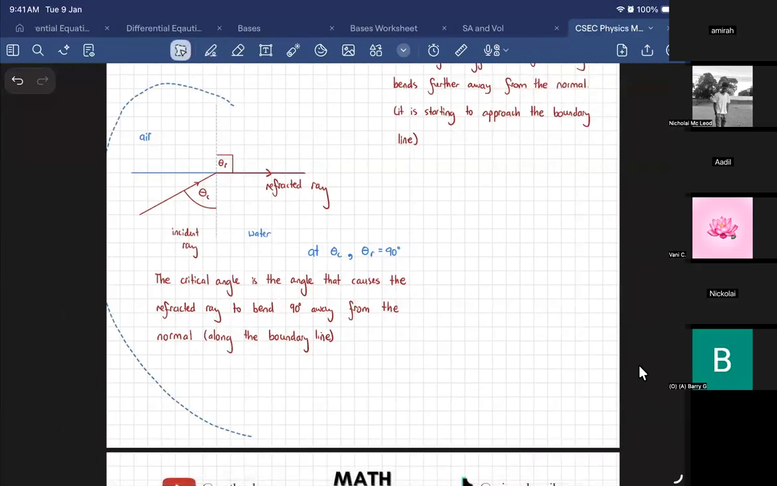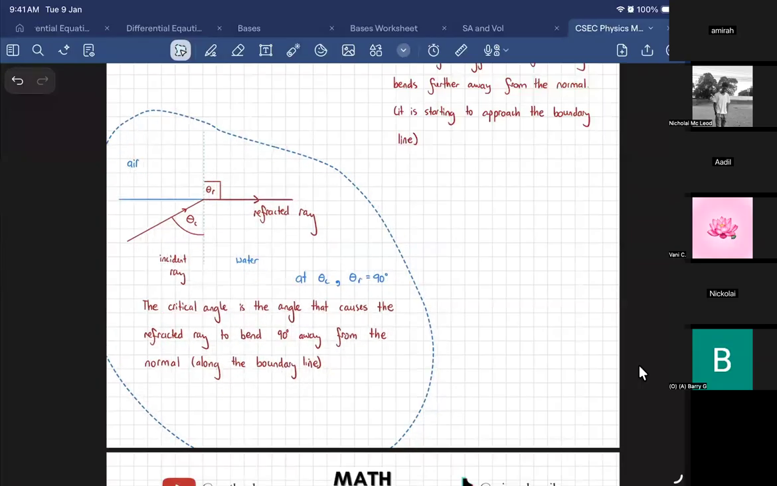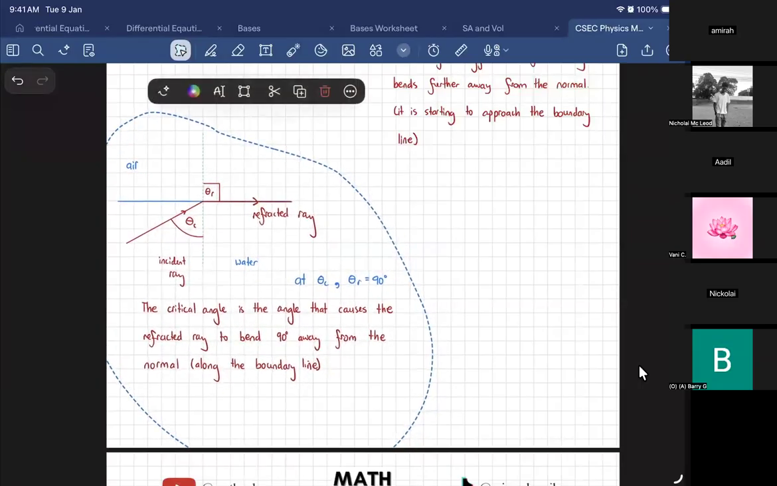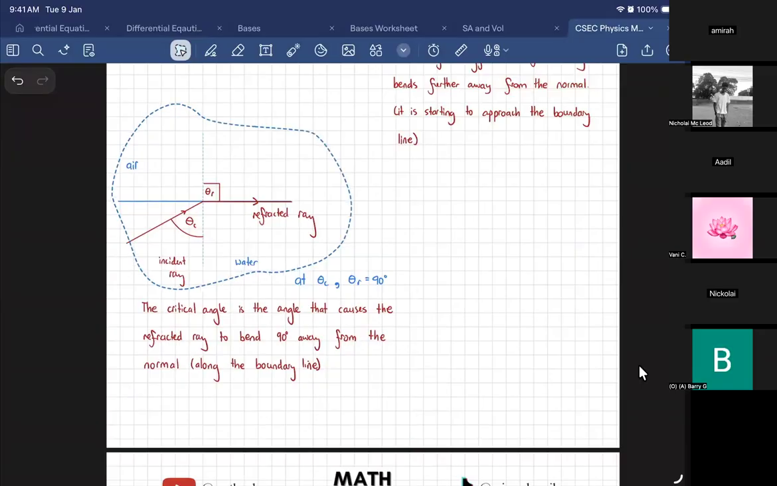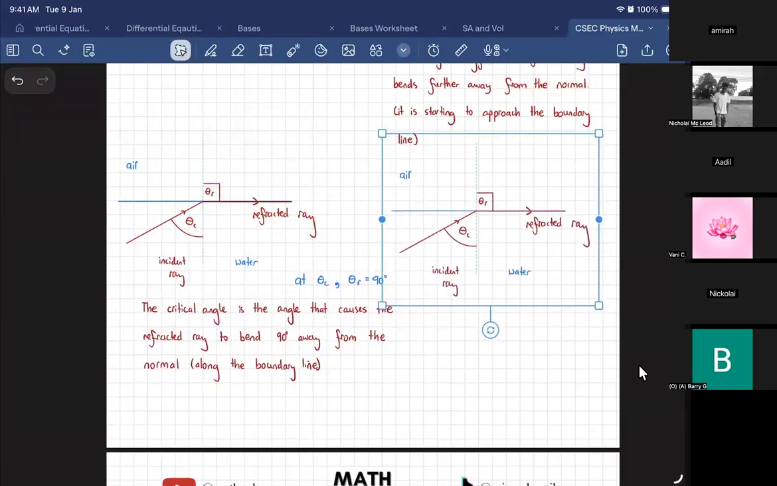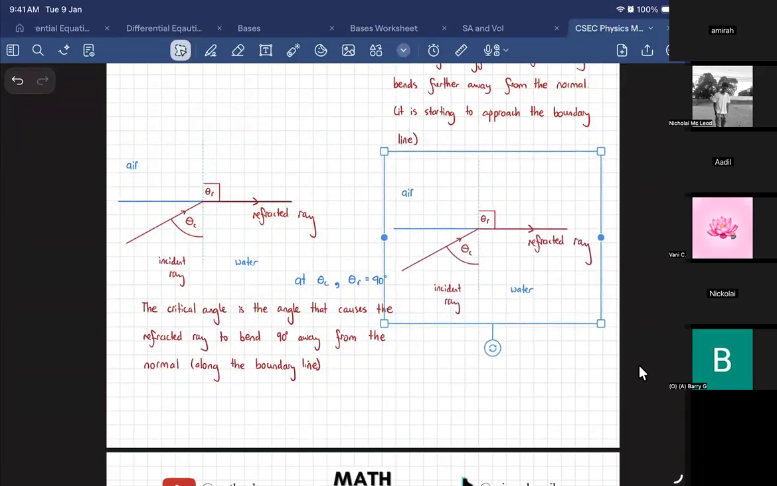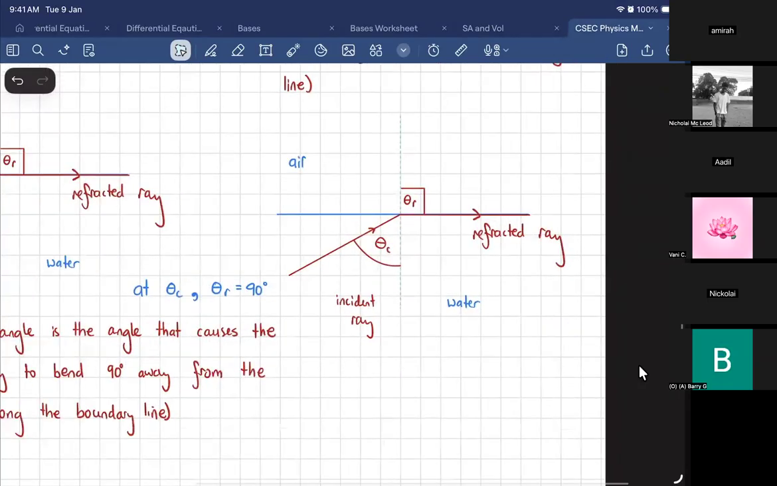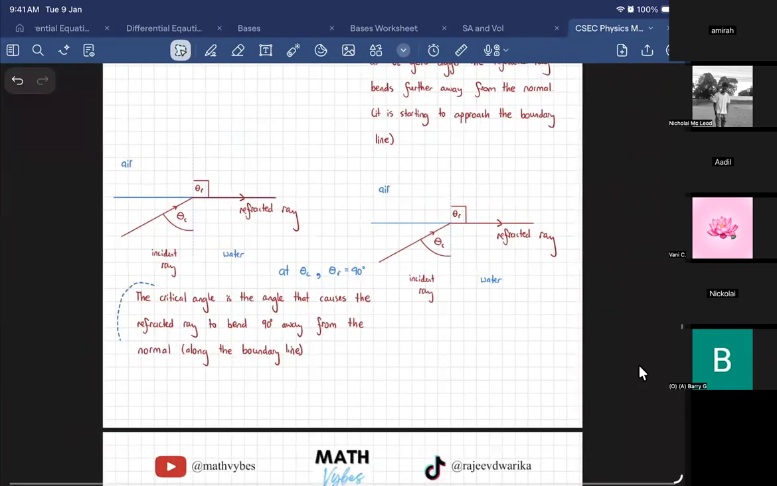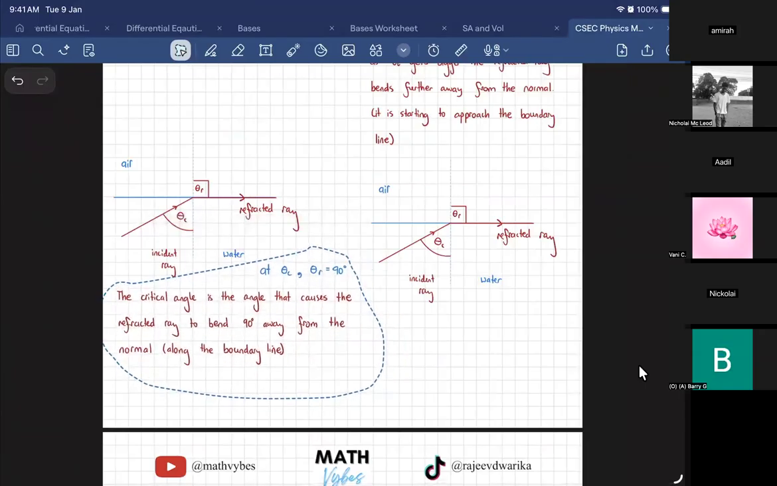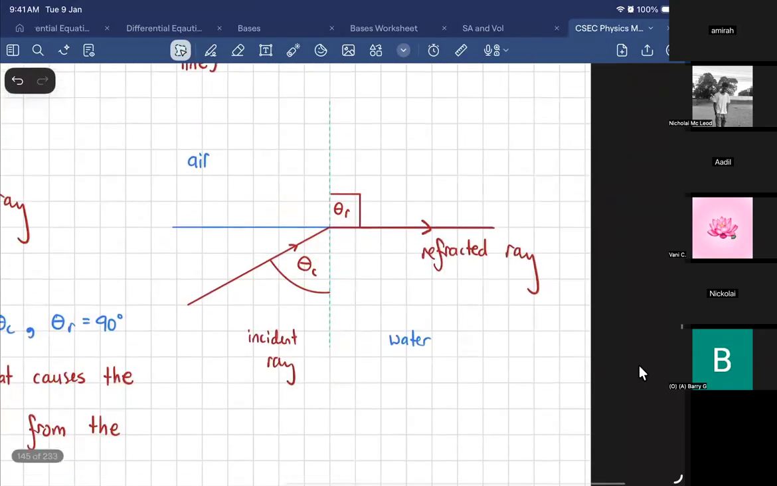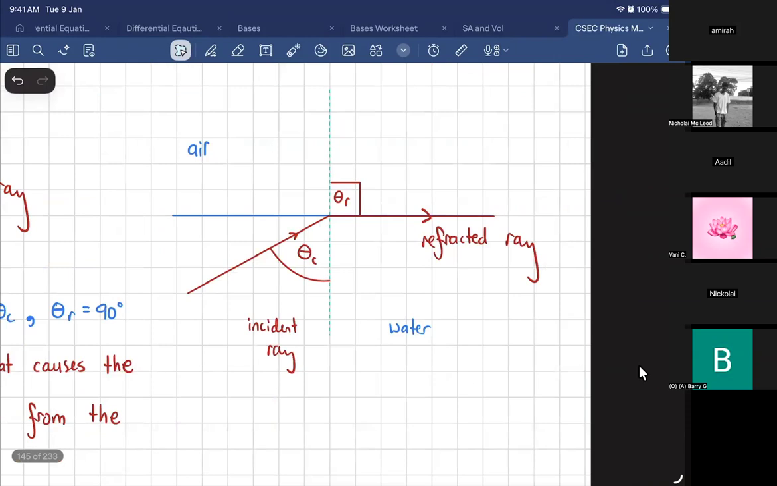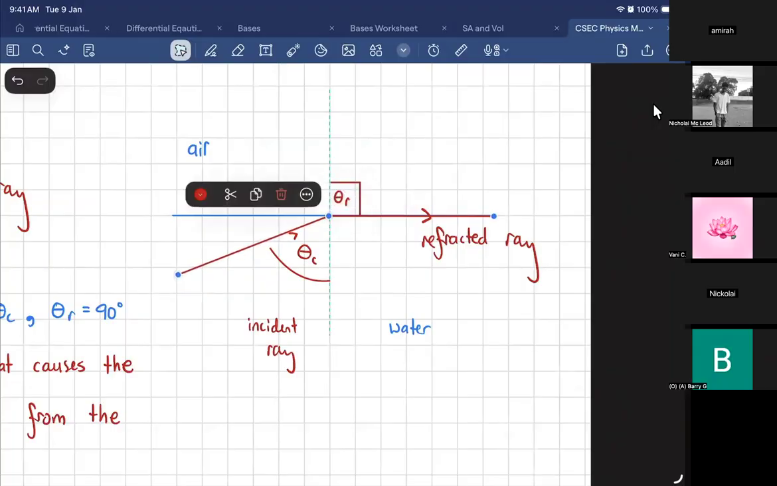And let's look at the final thing now. Let's look at the final scenario. So Nikolai, if I were to increase theta I even more, what's going to happen? What do you think is going to happen? There'll be a total internal reflection. Right, guys, Adel, Vani, Nikolai, Drew, Amira, everybody. And if I were to increase this, it will cause the angle of refraction to get even bigger.